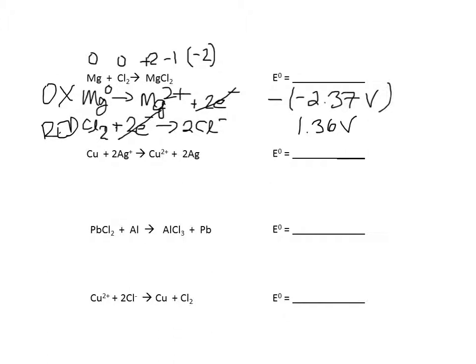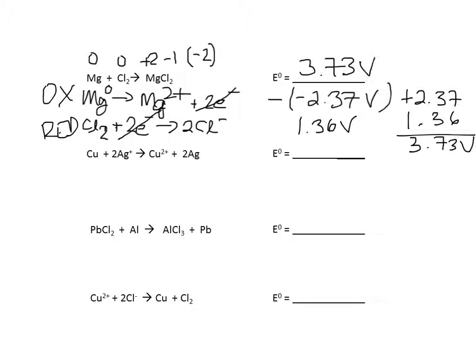And now we just got to multiply and add them together. So we multiply negative times a negative, so we get a plus 2.37, and then we're going to add that to the 1.36, and our total number is going to be 3.73 volts. So we would put 3.73 volts here.